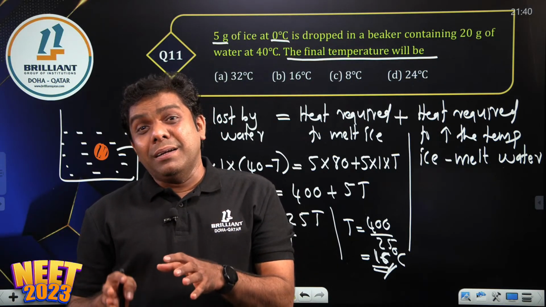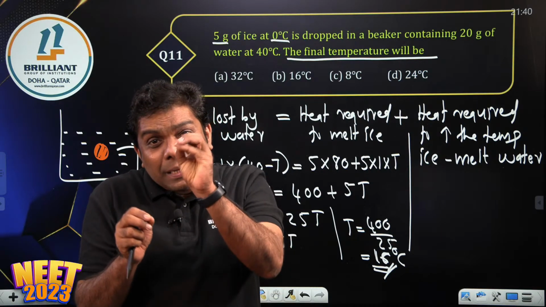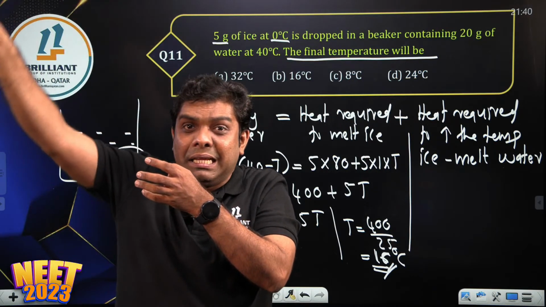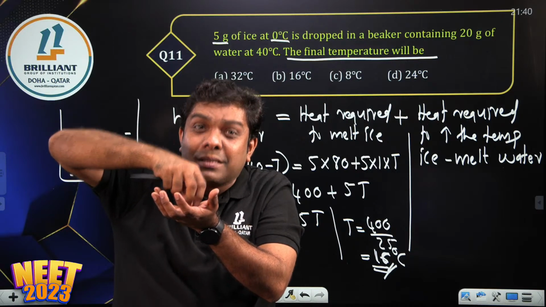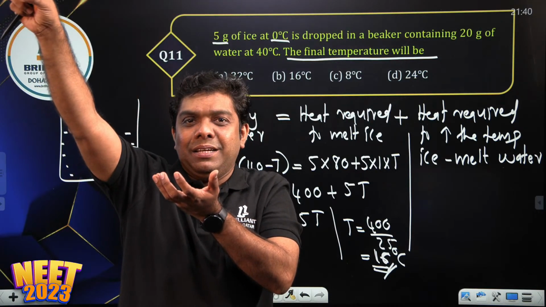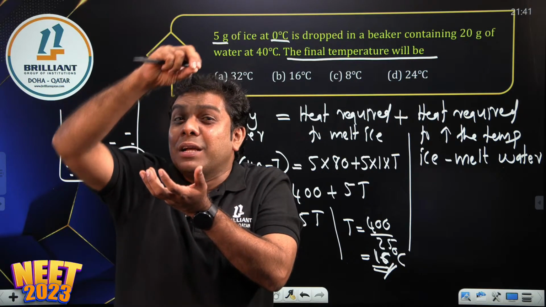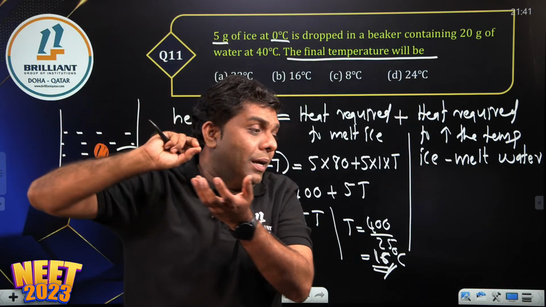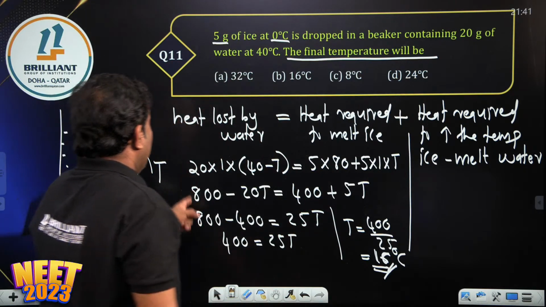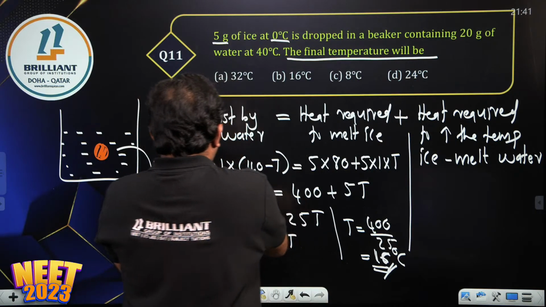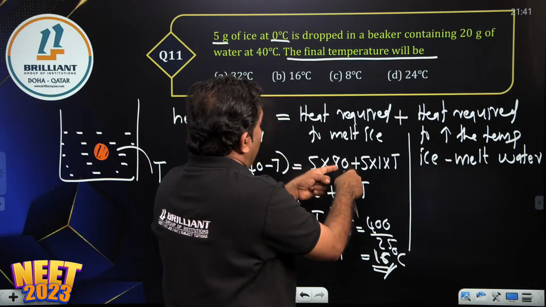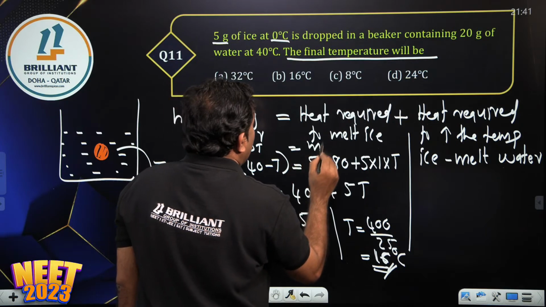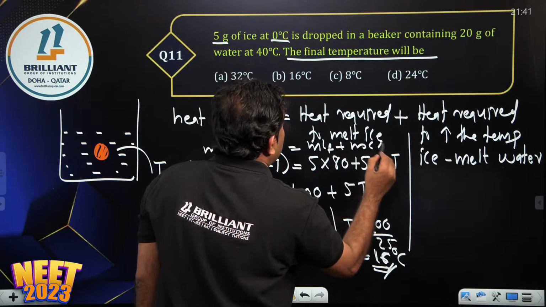When ice is melted, there is ice water. What is the temperature of ice water? 0 degrees Celsius. But the mixture has the temperature T. So ice water has to increase from 0 degree to T degree. So it requires heat to increase the temperature from 0 to T. So MC delta T formula is also coming. So we can say 800 minus 20T, this is MC delta T. This is MLF. Here also it is MC delta T.